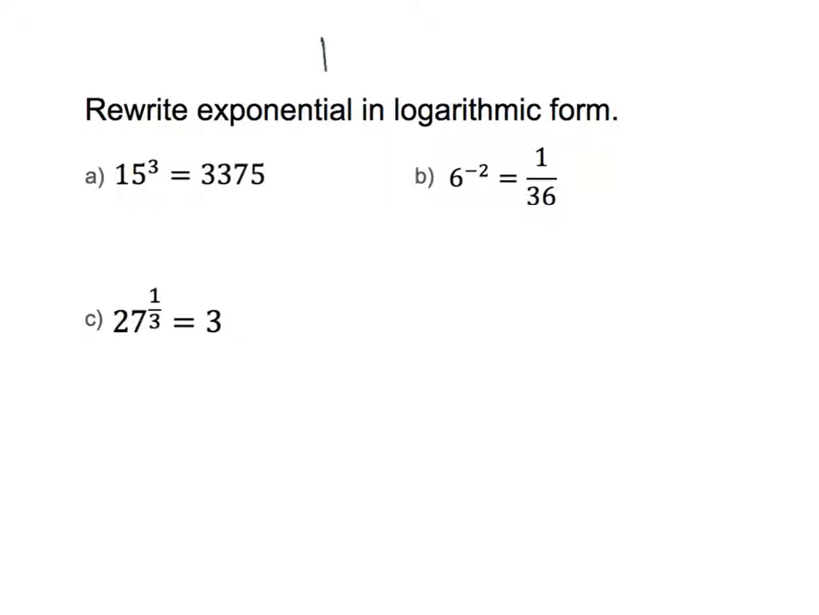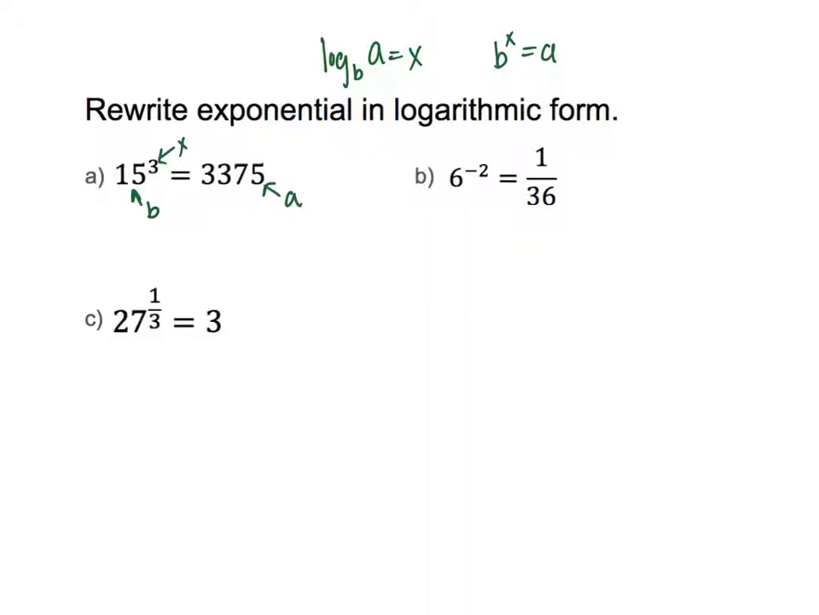So if I have a log with base b of a equals x, then I can rewrite it as b to the x equals a, or as an exponent. So if I already have an exponent here, well, first I have to ask myself, what is the base? Well, the base is my 15, because that has the exponent on it. So my 15 is my base, so that's my b. The 3 is my exponent, so that's x. And this big number here is my value, so that's a.